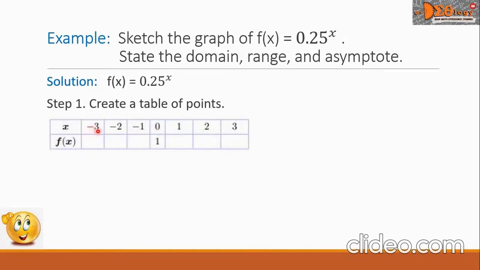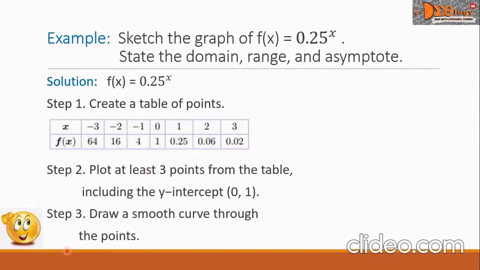When x is negative 3, f of x becomes 64. When x is negative 2, f of x is 16. When x is negative 1, f of x is 4. When x is 1, f of x is 0.25. When x is 2, f of x becomes 0.06. When x is 3, f of x is 0.02.